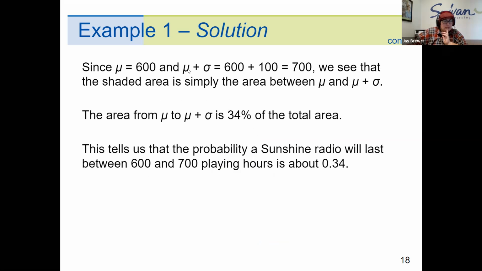Since mu equals 600 and mu plus sigma equals 700, we see that the shaded area is simply the area between mu and mu plus sigma. So the area from mu to mu plus sigma is 34% of the total area. So that tells us that the probability of a Sunshine radio lasting between 600 and 700 playing hours is about 0.34. Any questions on how they got that?